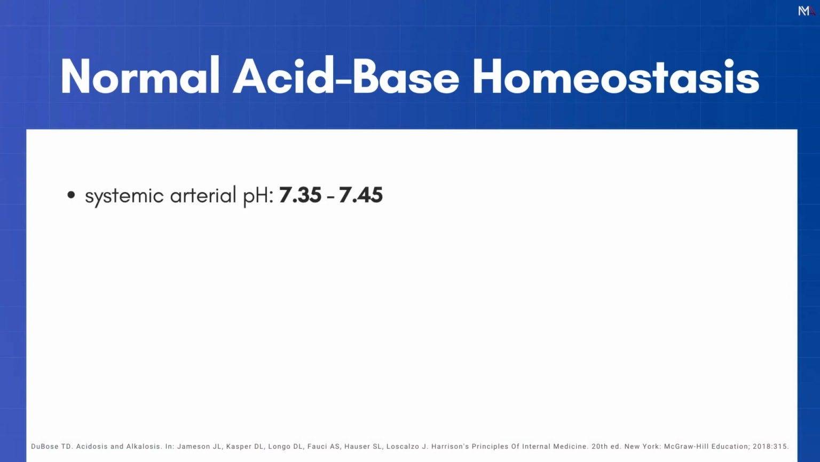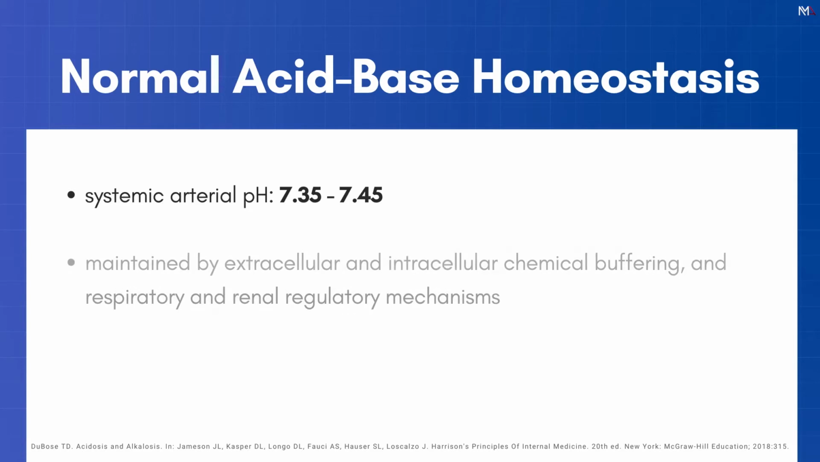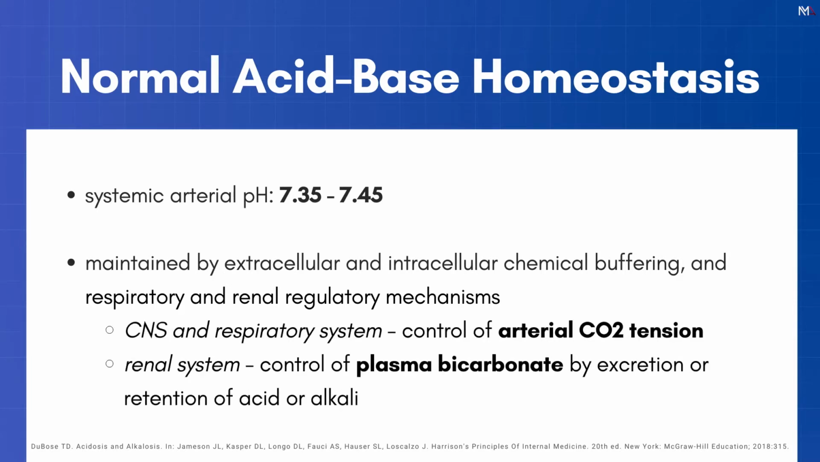Normally, the systemic arterial pH of the body is between 7.35 and 7.45. This is maintained by extracellular and intracellular chemical buffering with respiratory and renal regulatory mechanisms. The central nervous system and respiratory system are responsible for the control of arterial carbon dioxide tension, or PaCO2. The renal system is responsible for the control of plasma bicarbonate by excretion or retention of acid or alkali.